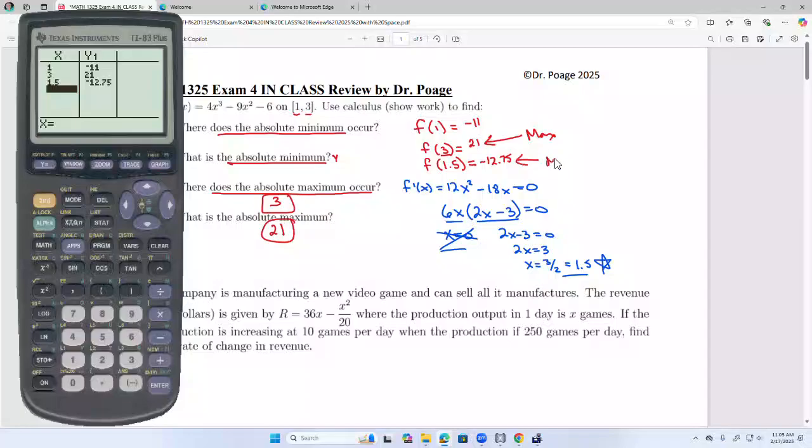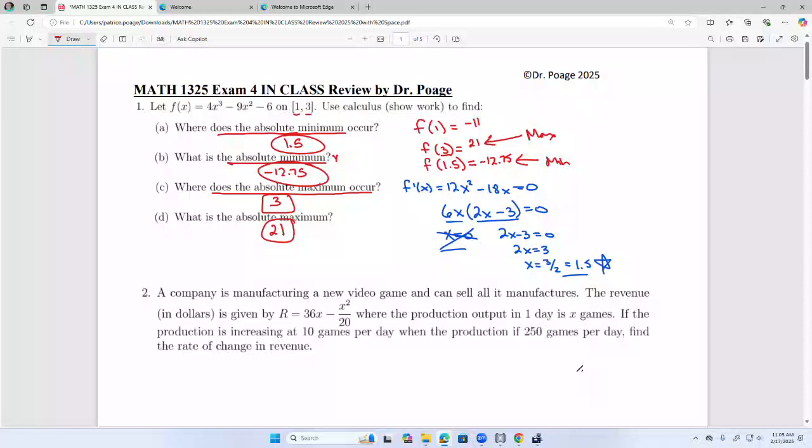Here's the smallest one. And so where does the minimum occur? That's at 1.5, and the minimum is negative 12.75. So we're just comparing our y values, and the actual y value is the max or min. X is where it occurs.